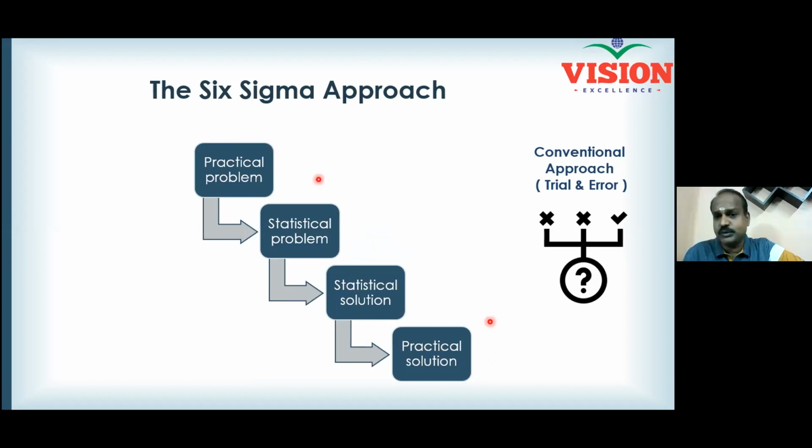Here, every time you follow the methodology, success is guaranteed, right? And failure is a rare event if you follow the methodology. If you follow other approaches, including trial and error, success is a rare event. Rather, failures will occur frequently. We are simply making failures a rare event by following the Six Sigma methodology.